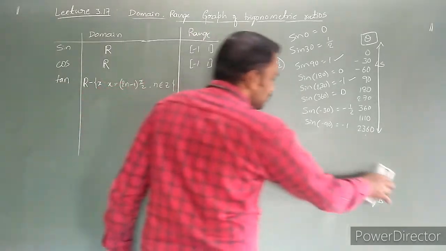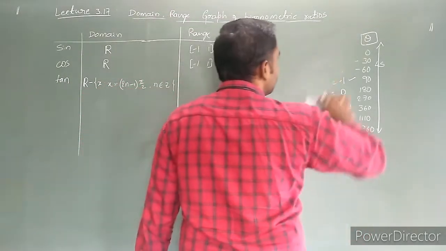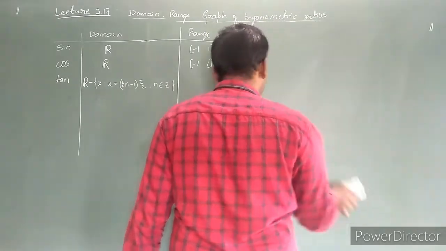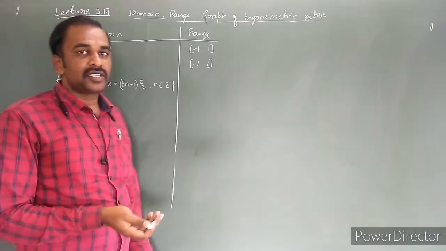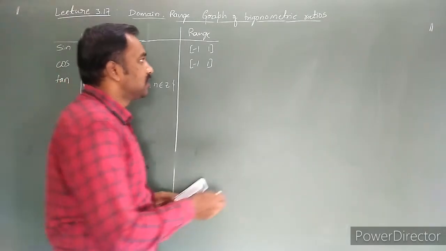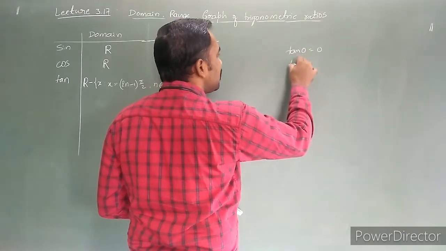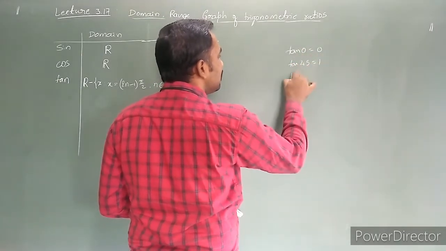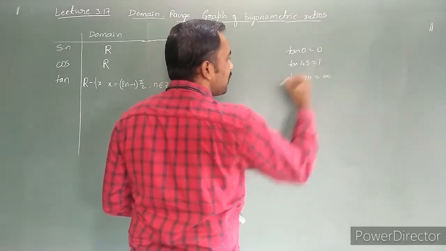Next one. Now come to the range of the tan function. What is the range of the tan function? What values is it giving? Suppose tan 0 is 0, tan of 45 is 1, tan of 90, which is not considered here, is not defined.